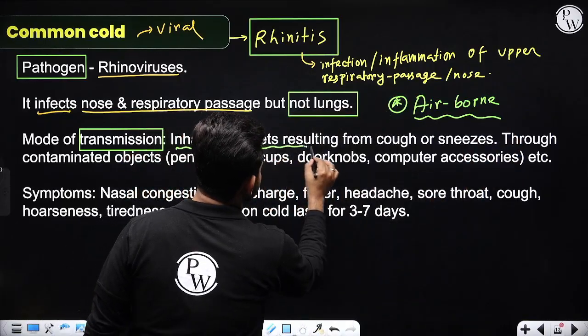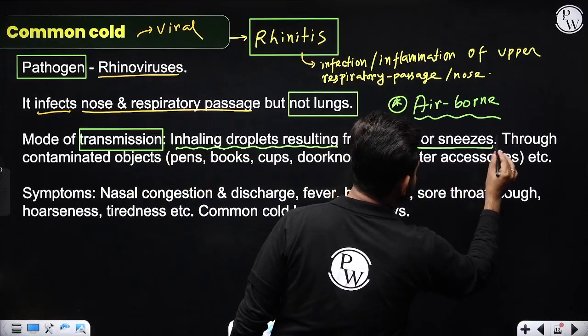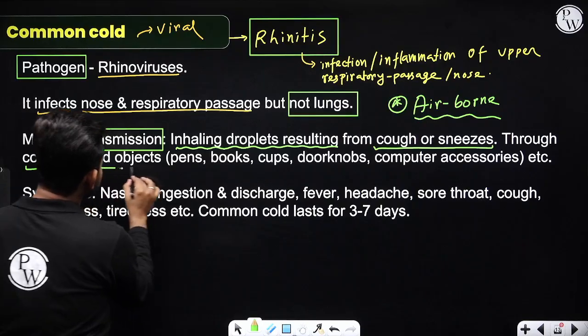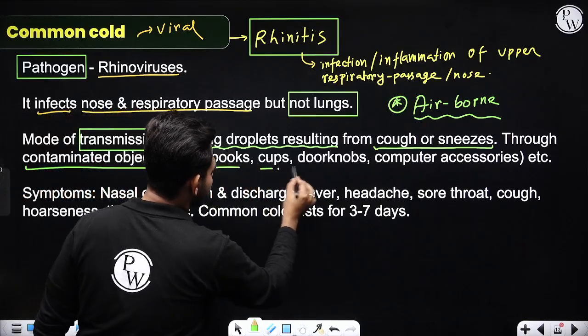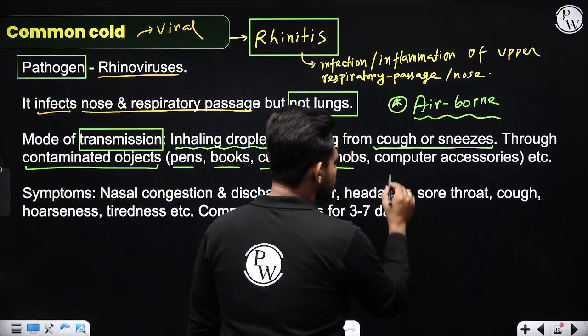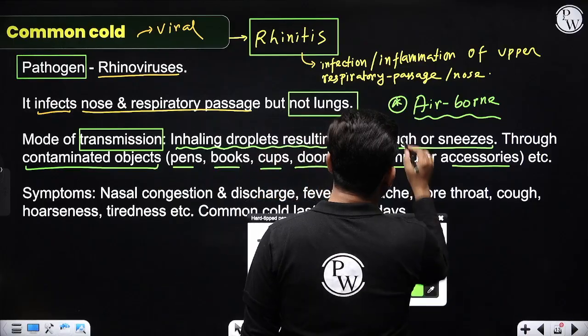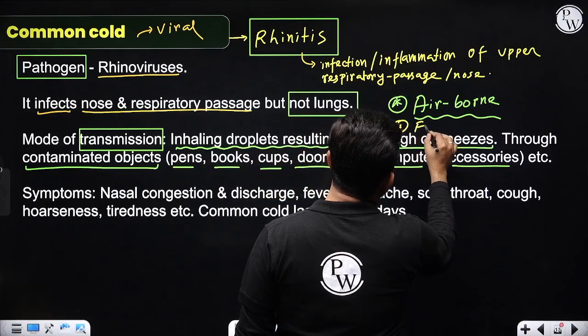Inhaling droplets resulting from the cough or sneeze of an infected person, even through contaminated objects like pens, books, cups, doorknobs, computer accessories. So it can be airborne as well as fomite-borne.